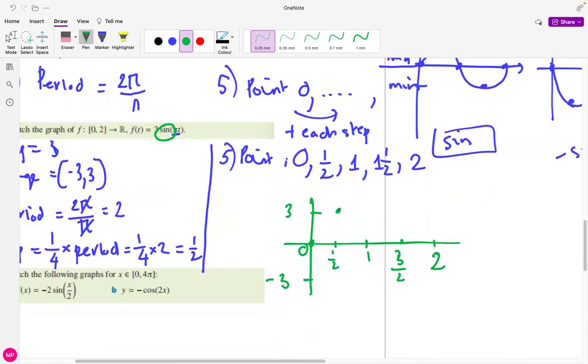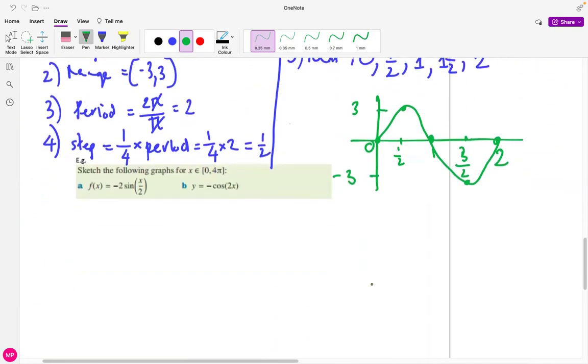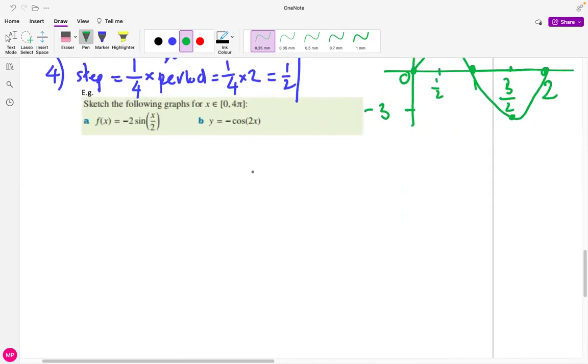Next point hits the maximum. Next point hits the middle. Next point hits the minimum, and then back to the middle. So you have a period, which is exactly what the domain wants as well. If the domain is different, then you need to expand it or cut out some part. Okay, so check that. All right, we're going to do two last examples here, which are negative.